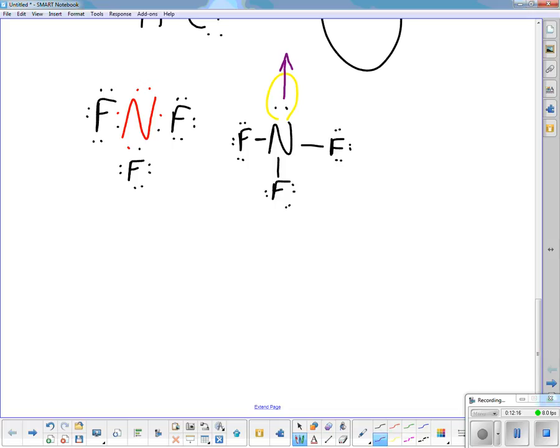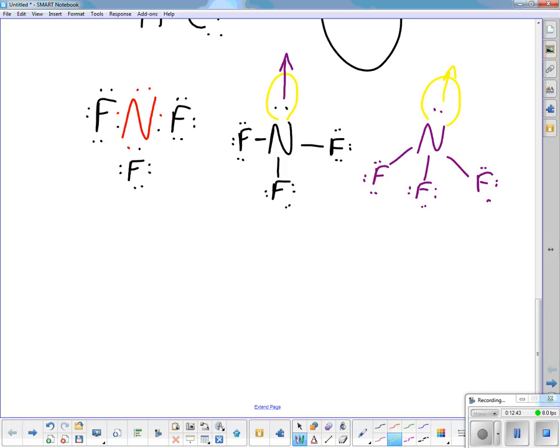It pulls it out of the plane. Okay, so then I get what looks like that, right? Sorry, those two dots went together. So because that unshared pair of electrons pulled this out of the plane, I now can have a dipole-dipole.